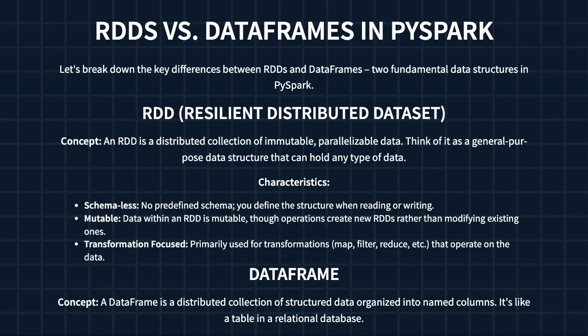DataFrames, on the other hand, are much more structured. Think of them like tables in a database. They do have a schema upfront telling Spark what each column is and its type. This makes querying these datasets incredibly fast, especially when dealing with big data, because they are optimized for SQL-like queries. Ultimately, you choose an RDD if you need maximum control, while DataFrames are your go-to for structured analysis and efficiency.